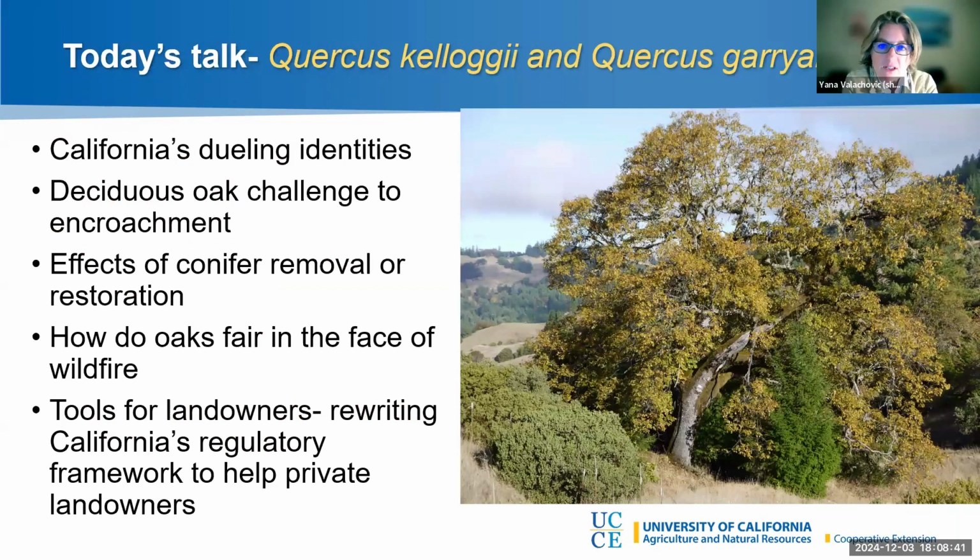I'm talking specifically about California black oak, Quercus kelloggii, and Oregon white oak or Garry oak, known as Quercus garryana. This is an image of Quercus kelloggii, or black oak. It's from where I grew up in the county of Humboldt, and it's an old big tree.